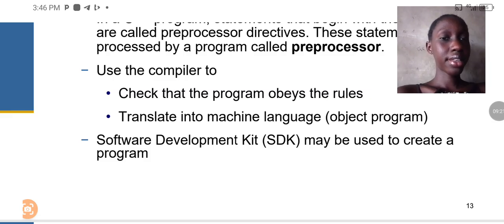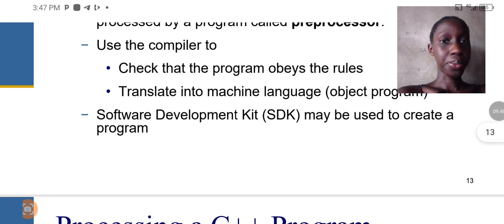The compiler doesn't let you know if what you've run is correct or not. It just checks whether your program obeys the rules. It also translates into machine language. As I said, it converts high-level language to machine language, or object program.